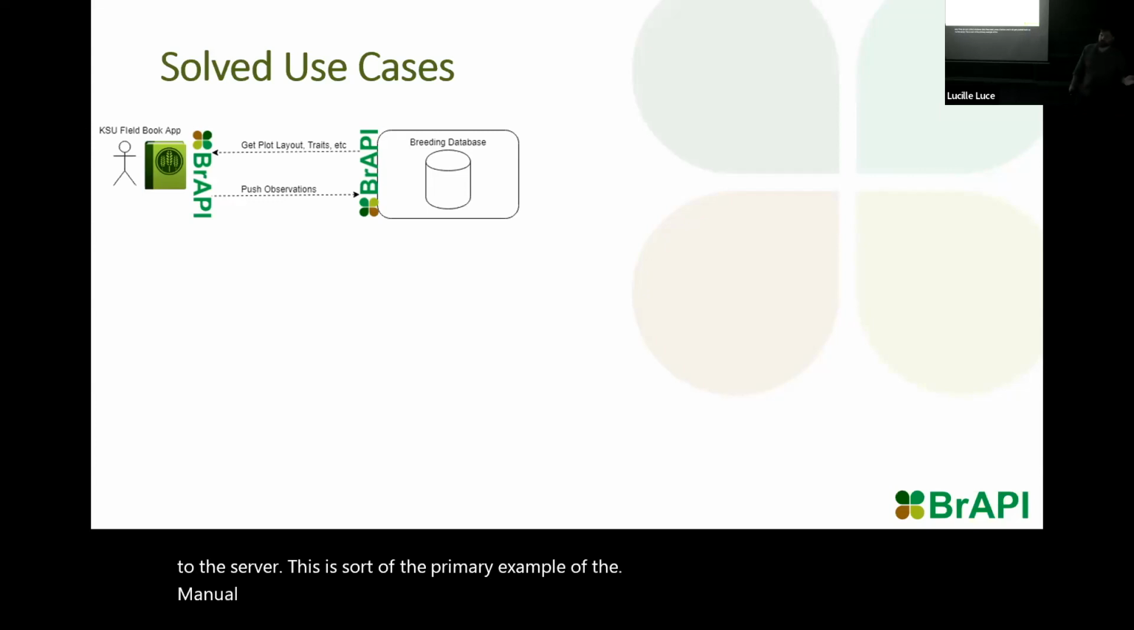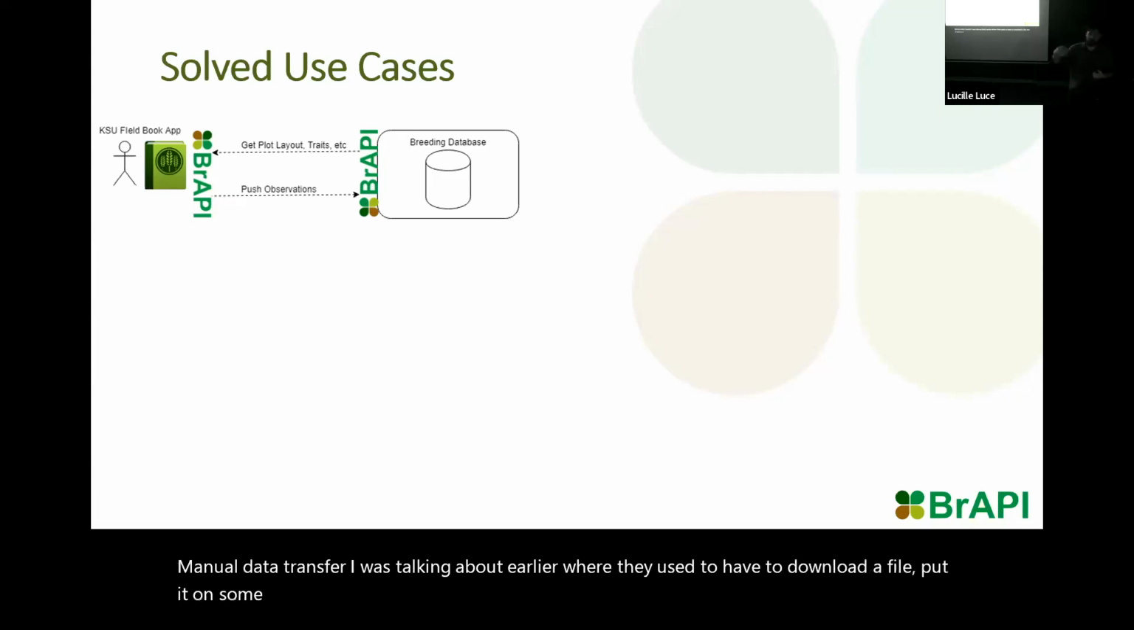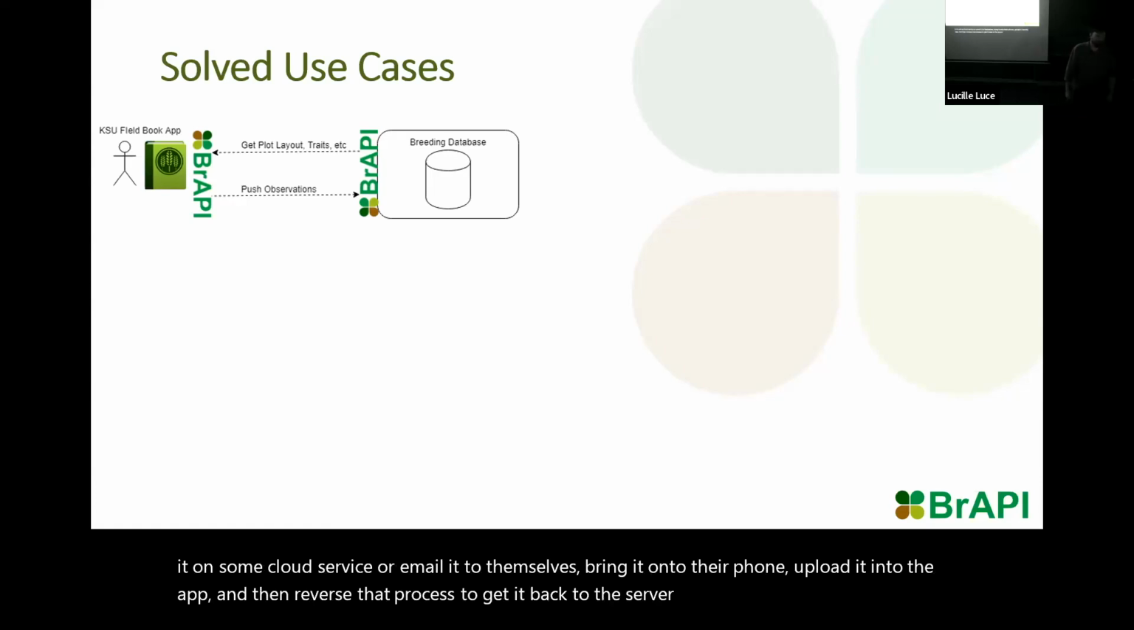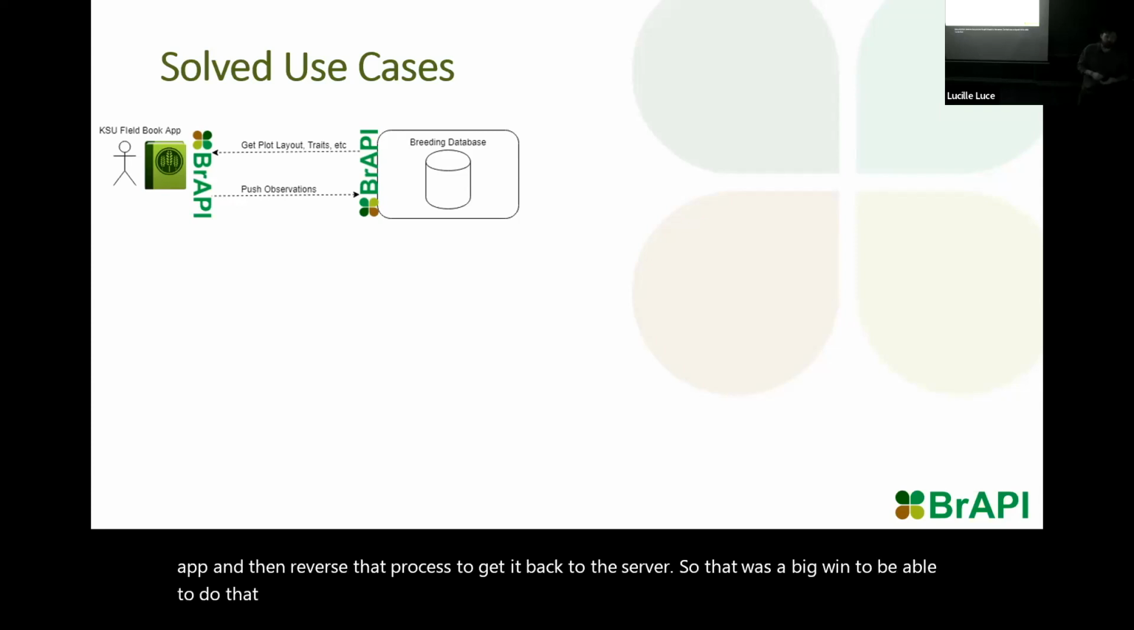This is sort of the primary example of the manual data transfer I was talking about earlier, where they used to have to download a file, put it on some cloud service or email it to themselves, bring it onto their phone, upload it into the app, and then reverse that process to get it back to the server. So yeah, that was a big win to be able to do that automatically via BrAPI.